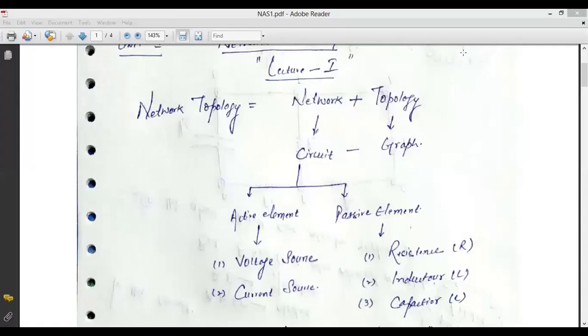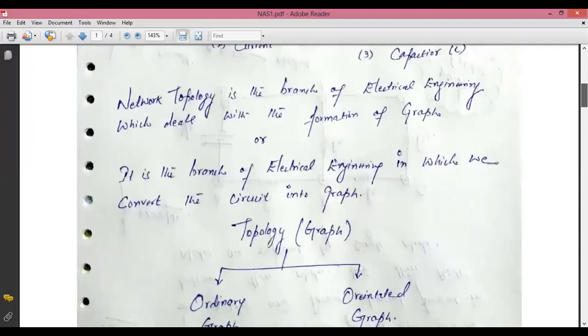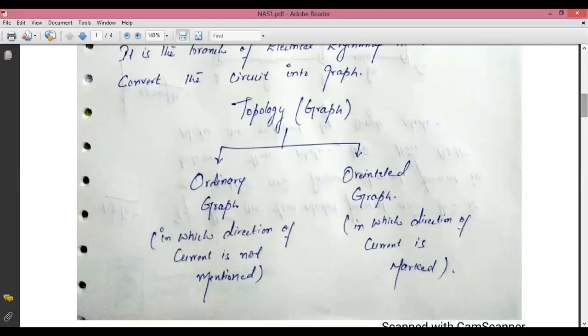So after that the question comes, circuit I have discussed with you. Circuit means it contains at least one active element, at least one passive element, and there is a connection between active and passive elements. So second comes topology. Topology means graph, and in network analysis or network topology there are basically two types of graph, called ordinary graph and oriented graph.